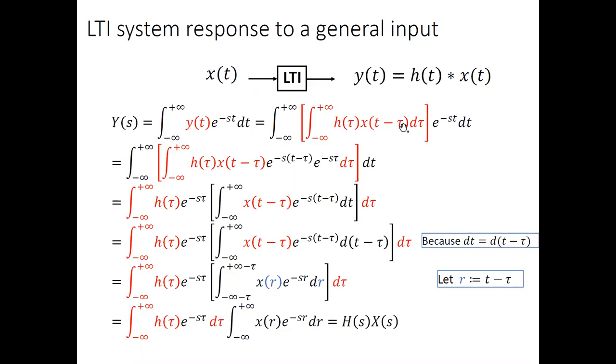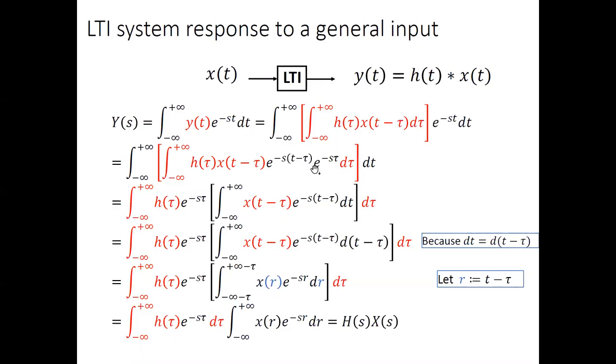The first step of the derivation is still the same. The Laplace transform of y of t, we replace y of t with its standard definition of convolution, right? Y of t is the convolution of h and x, and the convolution is an integral over tau. There is a parameter t in the inner integration, color-coded as red. Then we can write this term exponential minus st inside the inner integration. Because t is irrelevant to tau, it doesn't matter if you put this term inside or outside this inner integration.